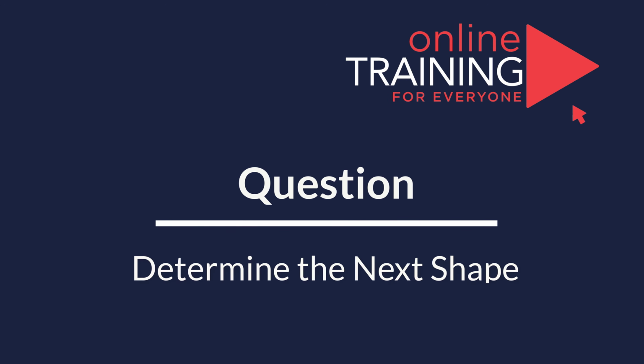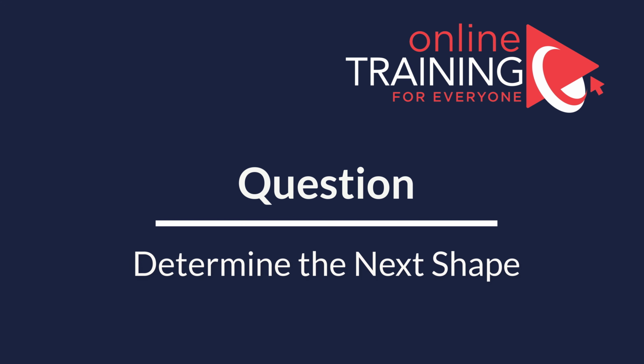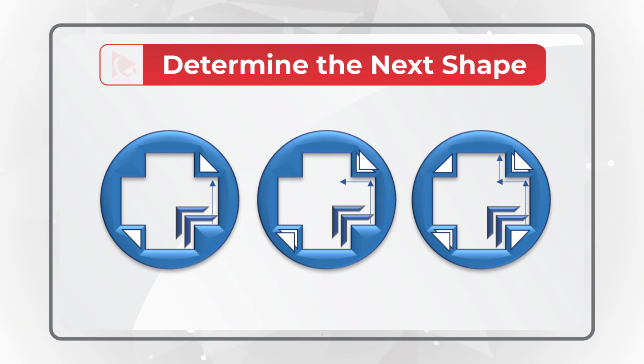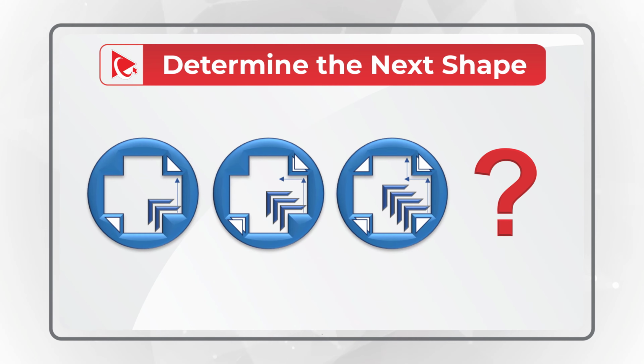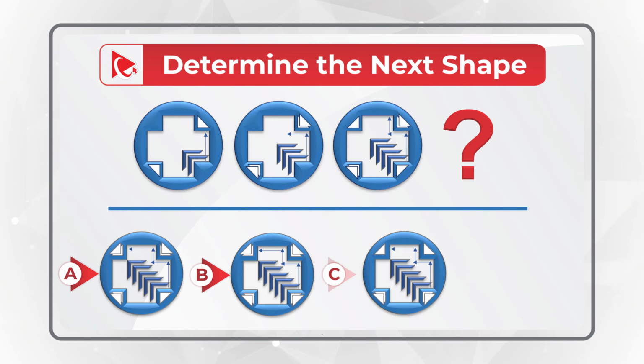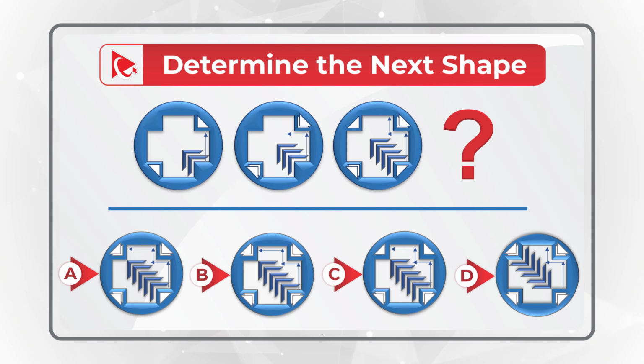And now I have a question for you to test your skills. You're presented with a series of objects, and you need to determine the next object in the sequence. Please choose one of the following 4 choices: A, B, C, and D. Do you see the correct answer?